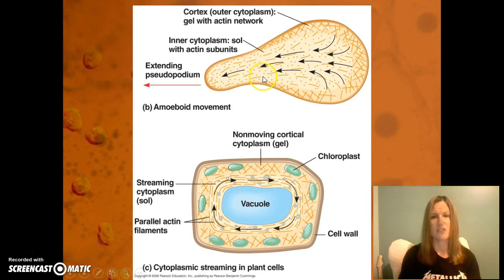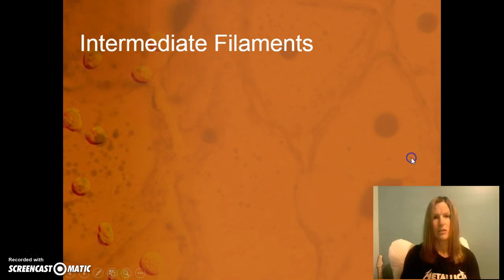So let's take a look at this pseudopodia. We can see here, this is my amoeba. In the inner cytoplasm, the sol here, which is the liquid-like portion, and that would be more of the gelatin area, we can see the movement of actin subunits, which causes it to extend. So it's like that crawling kind of motion there. And then in cytoplasmic streaming in cells, again, here, we can see the movement of those microfilaments causing the cytoplasm to move around the cell, and therefore you would see chloroplast moving as well.